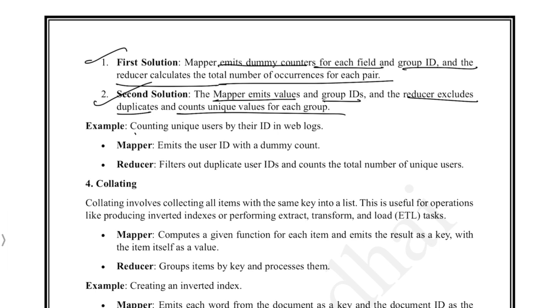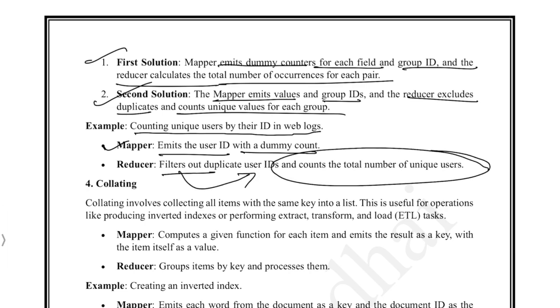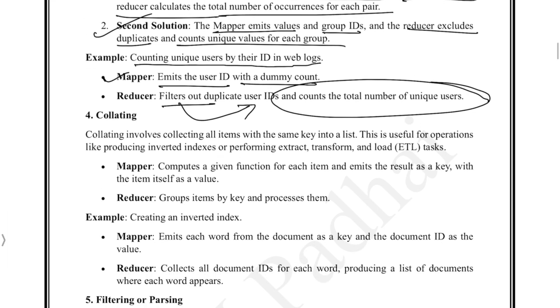Then you will get the result. For example, counting unique users by their ID in web logs. The mapper can emit the user ID with a dummy count, and the reducer will filter out the duplicate users and count the actual total number of unique users.